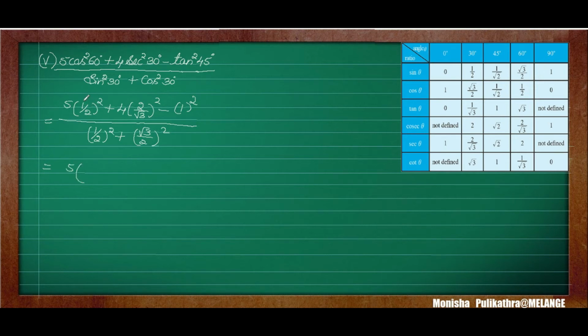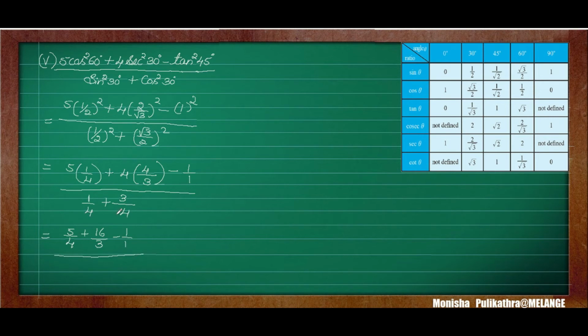So 5 into (1 by 2) whole square will become 1 by 4, plus 4 into 2 square, which is 4, divided by, here root 3 square, root gets cancelled, so it will become 3, minus 1 square is 1. I will be writing 1 by 1 here. Divided by (1 by 2) whole square, so 1 square is 1 and 2 square is 4, plus (root 3 by 2) whole square, so root 3 square and root get cancelled, so 3, 2 square is 4. Next, 5 into 1 by 4. 5 into 1 is 5 by 4, plus 4 4s are 16 by 3 minus 1 by 1.